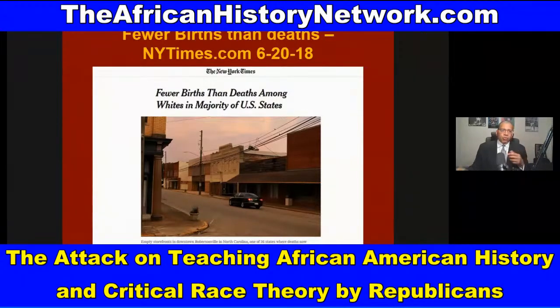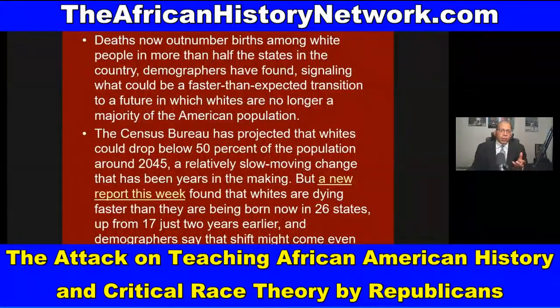So if we look at this article here from June 20th, 2018 from the New York Times, fewer births than deaths among whites in majority of U.S. states, and in this article from the New York Times, it talks about how deaths now outnumber births among white people in more than half the states in the country.